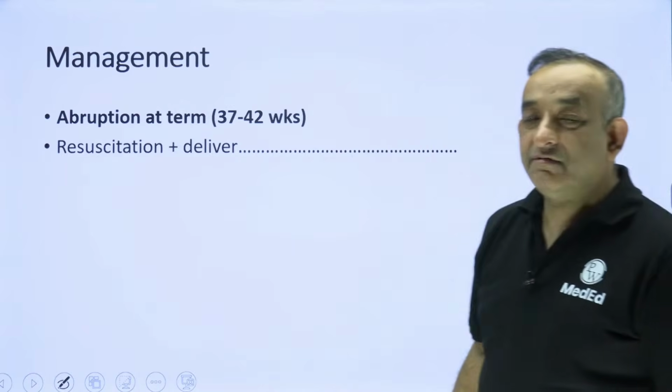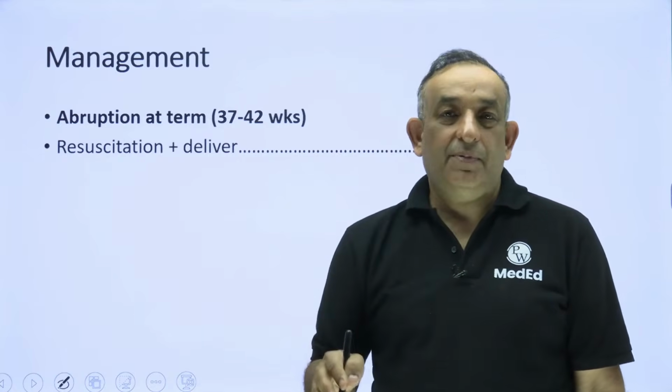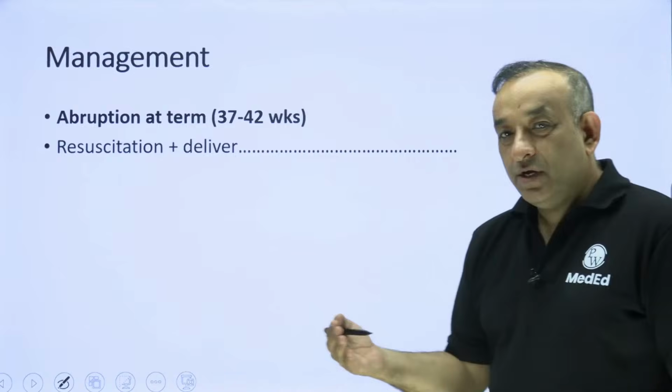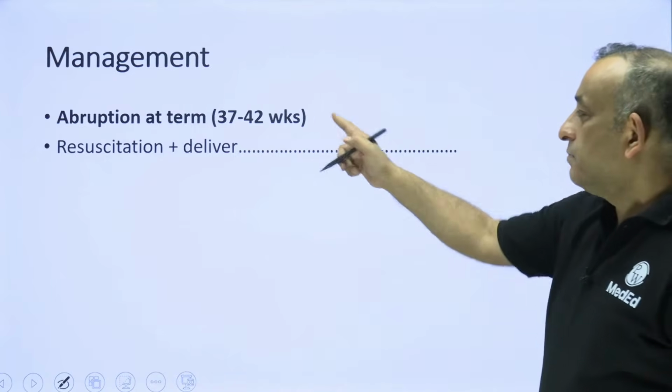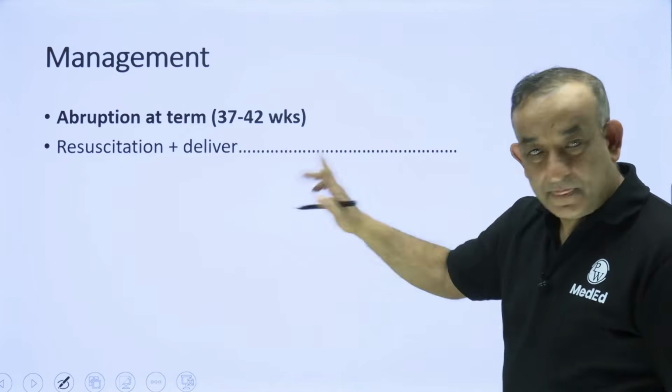What is the management of abruption? Yes, a patient has come with hypertension, reduce the hypertension, give a rest and sedation. But what do you do with abruption? You will do a normal delivery or a cesarean. So, abruption at term, 37 weeks to 42 weeks: resuscitation and deliver. Correct? That's the answer.